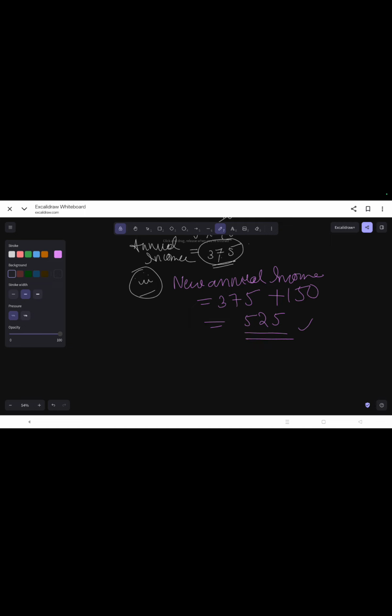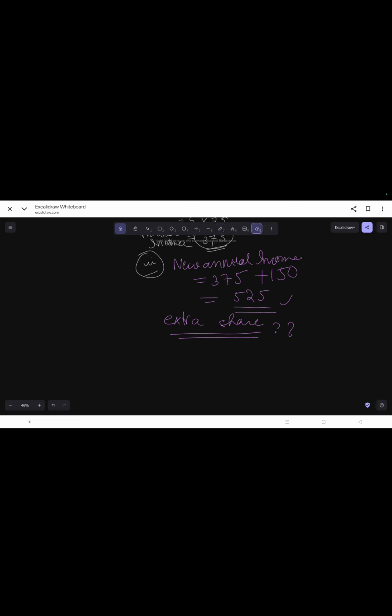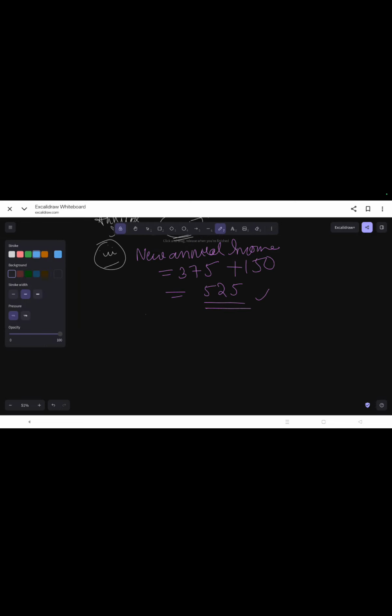And if the annual income is increased by 150, we have been asked how many extra shares we can buy. That means we have to find just the value of n. What is n here? The n is not the extra shares. The n is the number of shares. We have to find the value of n. Suppose we give a notation like n2. We have to just find the number of shares n2.